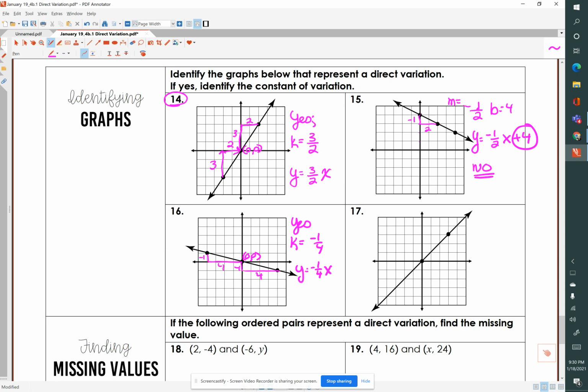And finally, number 17. We do go through the origin, the 0, 0. We have a slope of 3 over 3, and 3 over 3 equals 1. So we have a direct variation, goes through the origin. Our k equals 1, so our equation will be simply y equals x. And that is the general parent function of all linear equations.